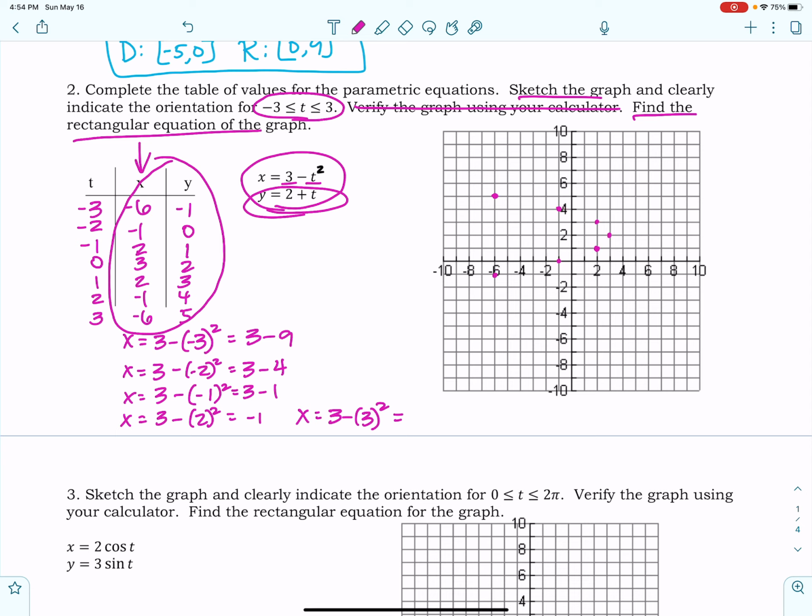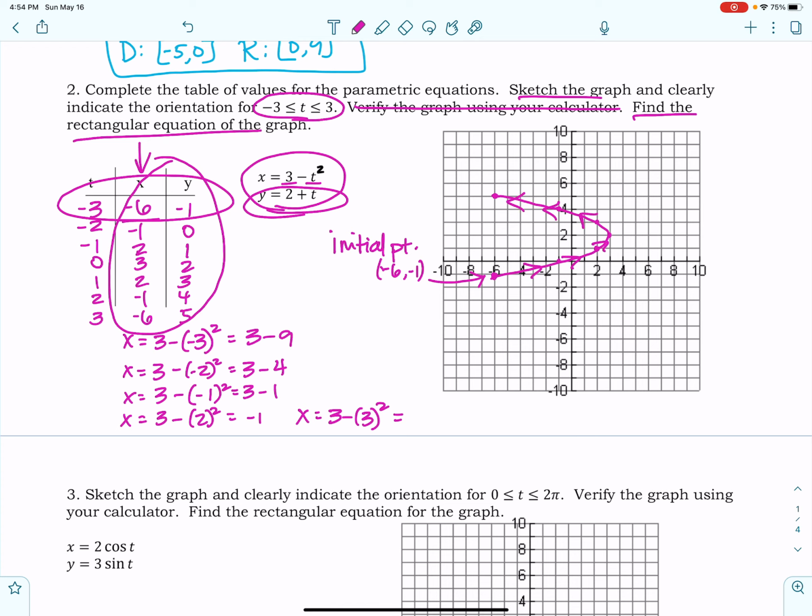Sad face. Let's try that again, try to do it a little bit better. Okay, there we go. So our initial point, remember, we always want to put that on our graph. So our initial point is right here where we start at t equals -3 because we're moving from negative to positive. So that's going to be at -6, -1, right there, groovy. And then, of course, it's moving in this direction.